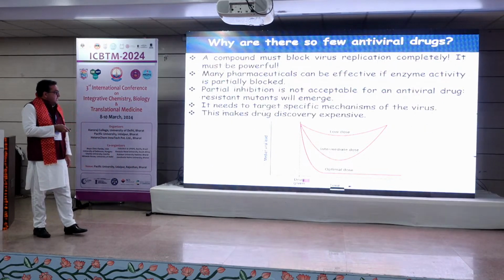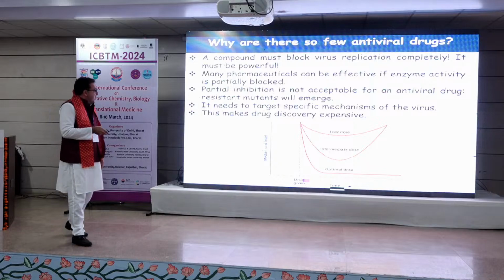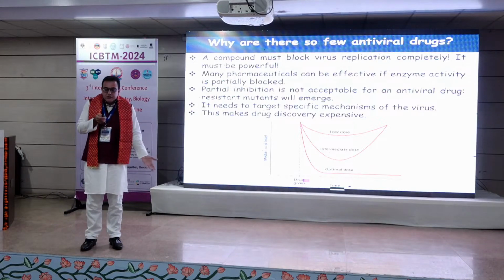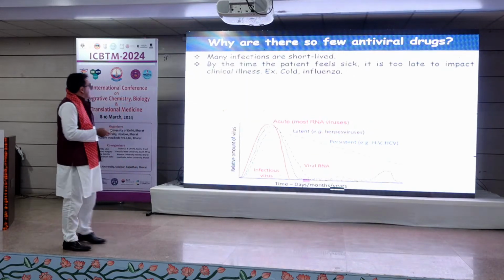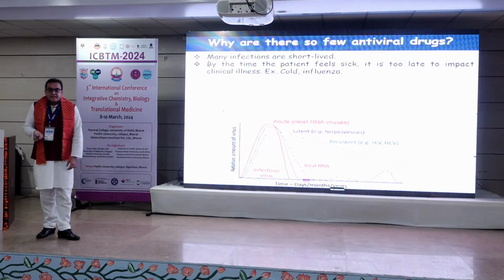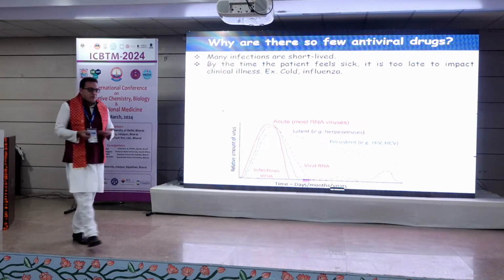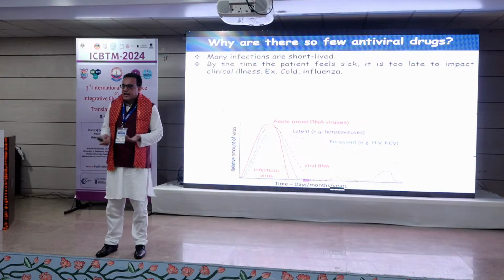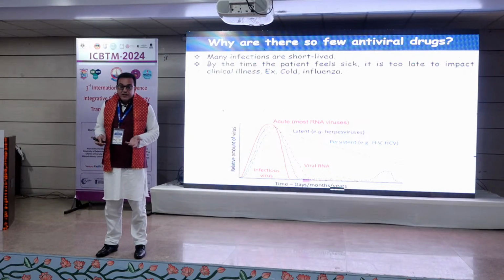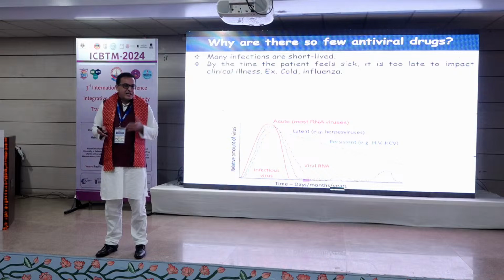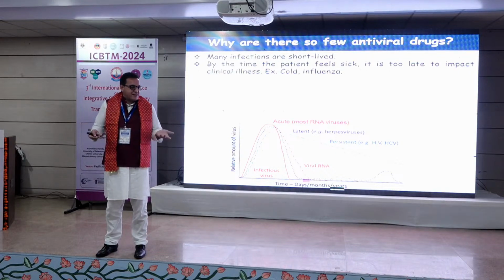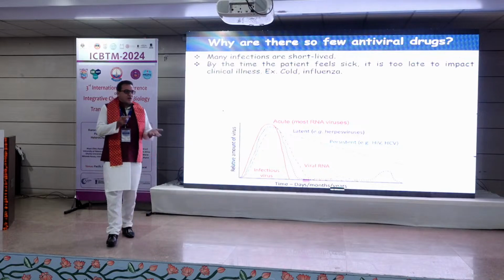So it needs to target specific mechanisms of the virus, and this makes drug discovery expensive. So another problem is that most infections, I told you about these antivirals that are available against chronic viral infections. But most viral infections, like the ones that I mentioned, the arbovirus, are acute infections. They are very fast, right? The symptoms last 1-2 weeks.